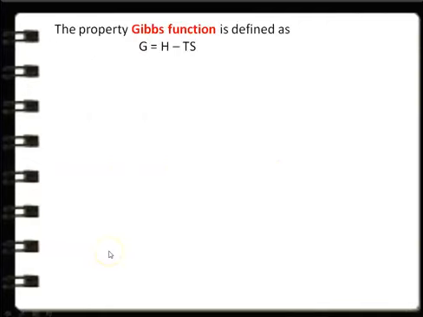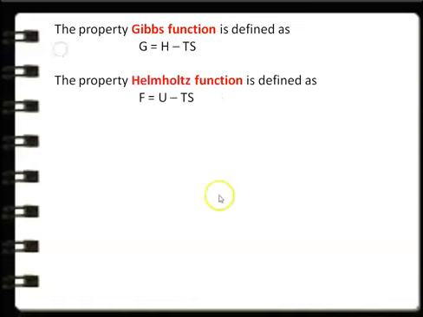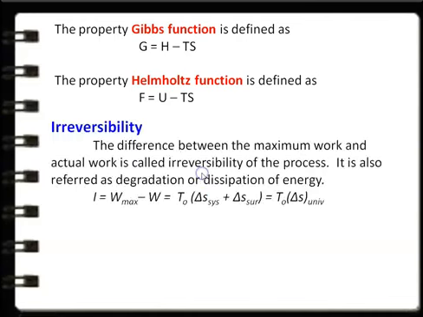And the property Gibbs function is defined as G equal to H minus TS. So G is the Gibbs function, H is the enthalpy, T is the temperature, and S is the entropy. And the Helmholtz function is defined as F equal to U minus TS, where F is the Helmholtz function, U is the internal energy, T is the temperature, and S is the entropy of the system.